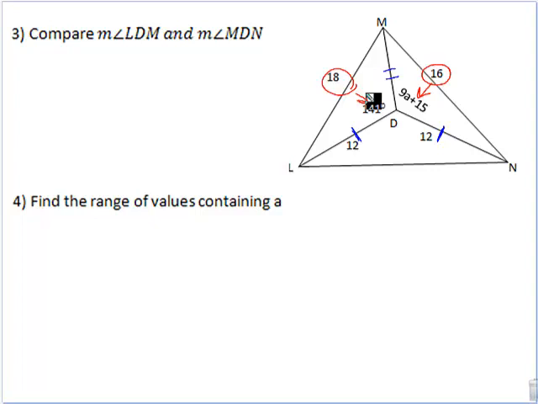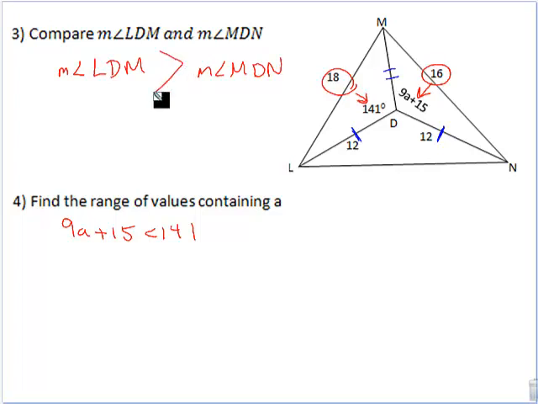Yep, so you'd say 9a plus 15 is less than 141. And so up here, what would be the relationship between LDM and MDN? So LDM would be talking about 18. MDN would be the 16. Yep, so we fill that in with a greater than sign.